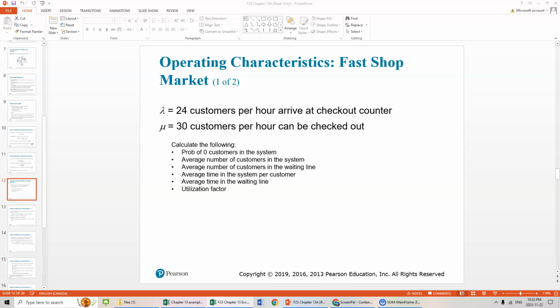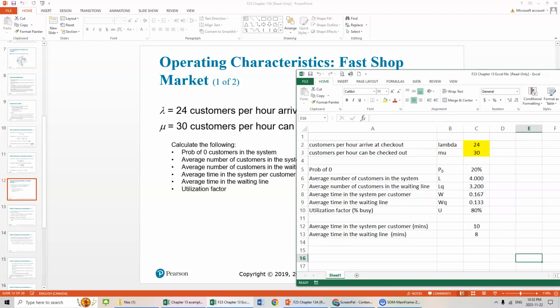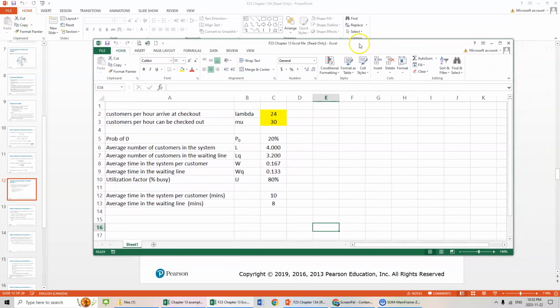So we want to calculate the following: probability of 0 customers, the average number of customers in the system and in the waiting line, the average time in the system per customer, and the average time in the waiting line, as well as calculating the utilization factor. Now what I would do is I would use Excel to help us go through this.